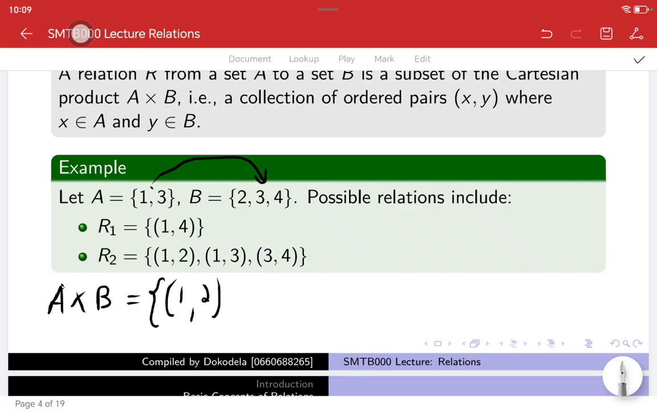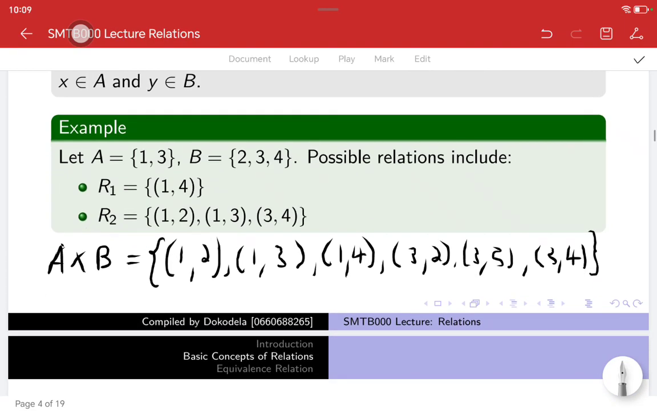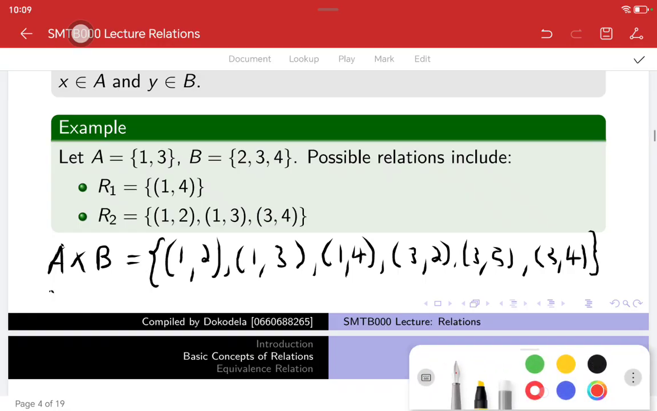So I'm just going to take (1, 2), (1, 3), (1, 4). Then I take (1, 3). They must be ordered. You see, right? They must be in order. Then I come to 3: take (3, 2), (3, 3), and then I take (3, 4). You see, right?